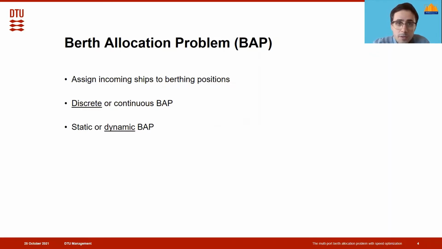We have different variants. So we have the discrete version, where we have a limited amount of berthing positions, and each of them can host at most one ship at a time, and the continuous BAP, where the ships are allowed to berth at any point along the quay, as long as they respect a safe distance between ships. We also have the static version, where it is assumed that all the ships are already at port when the planning is done, or the dynamic version of the problem, where ships can arrive during the planning process. In this presentation, we will focus on the discrete and dynamic version of the problem.